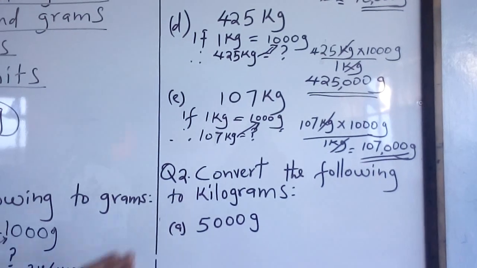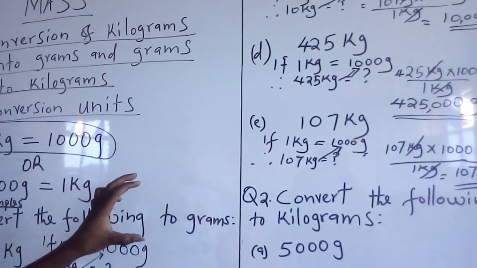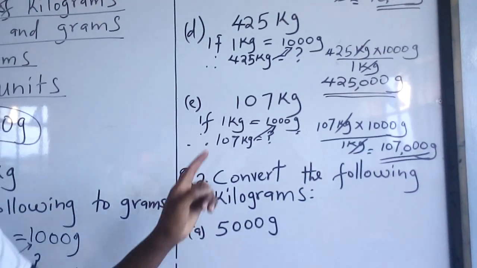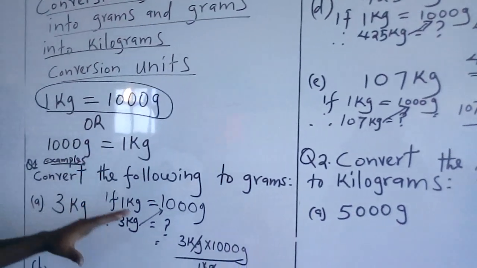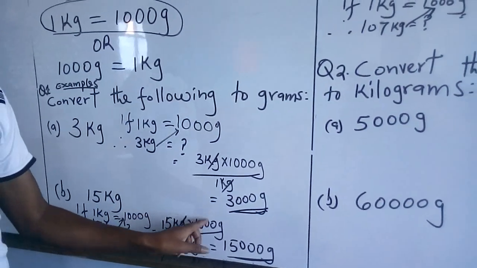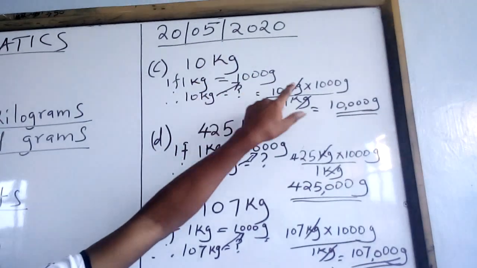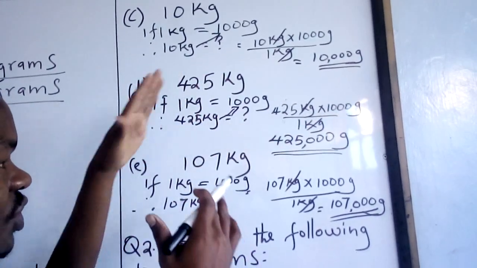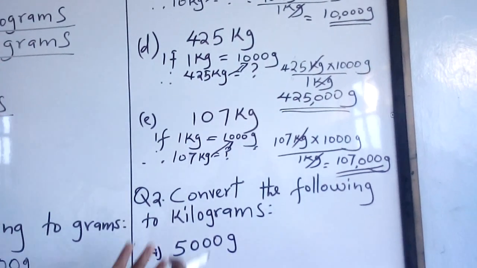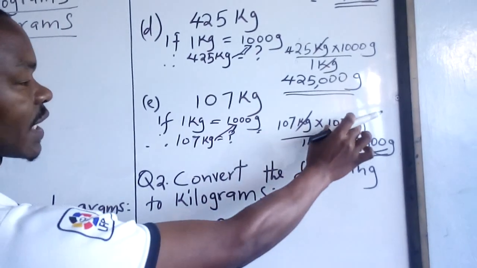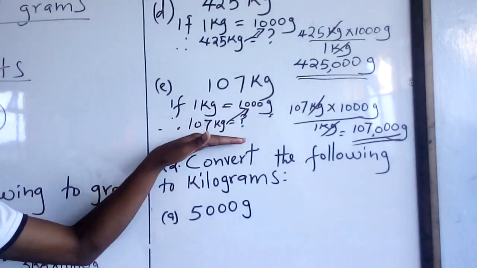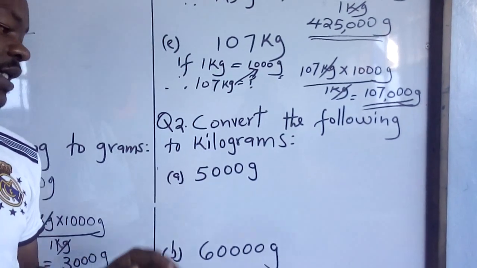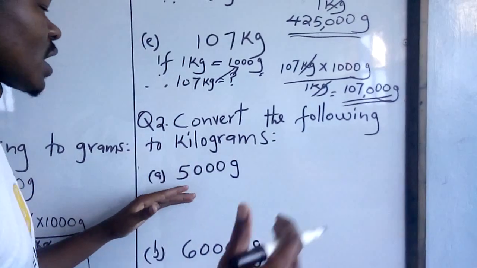So that is how we convert the kilograms back into grams. In short, if you are given any quantity in kilogram and you are required to convert to grams, simply multiply by 1000. You can see from here we multiplied by 1000. Here we again multiply 10 kilogram by 1000. Again here we simply multiply by 1000 gram. So that is how we convert the kilograms into grams. Let us now see how we can convert the grams back into kilograms.